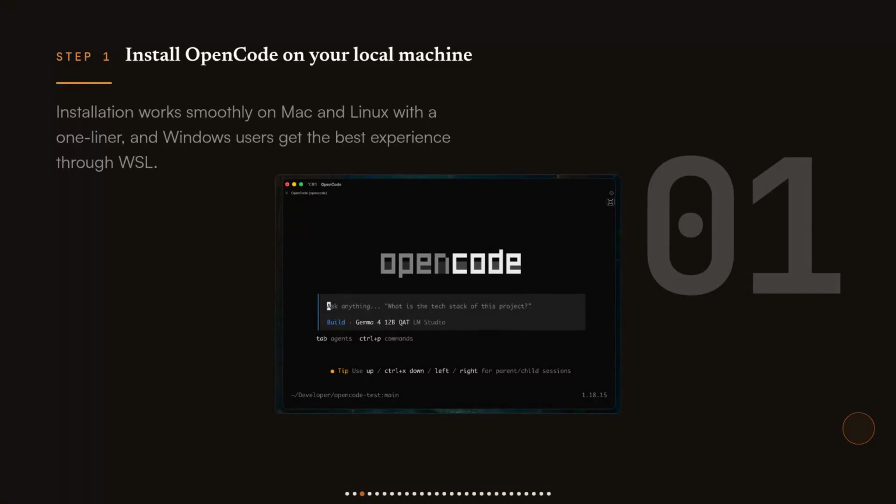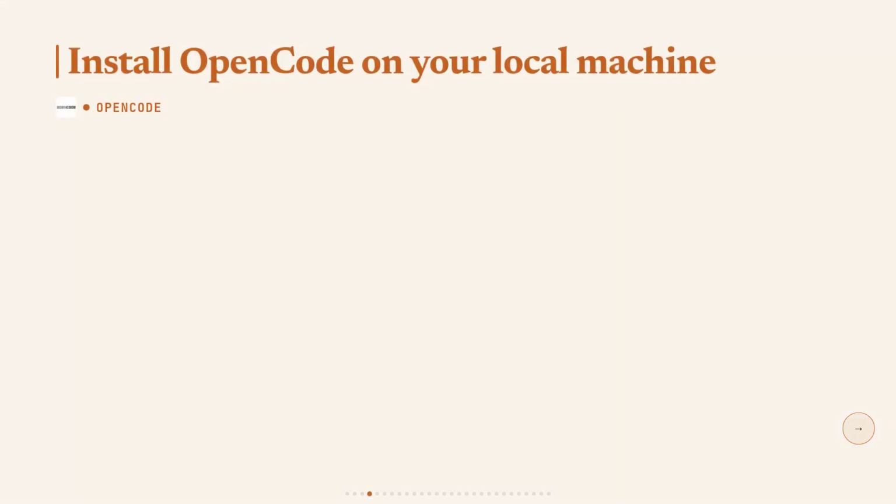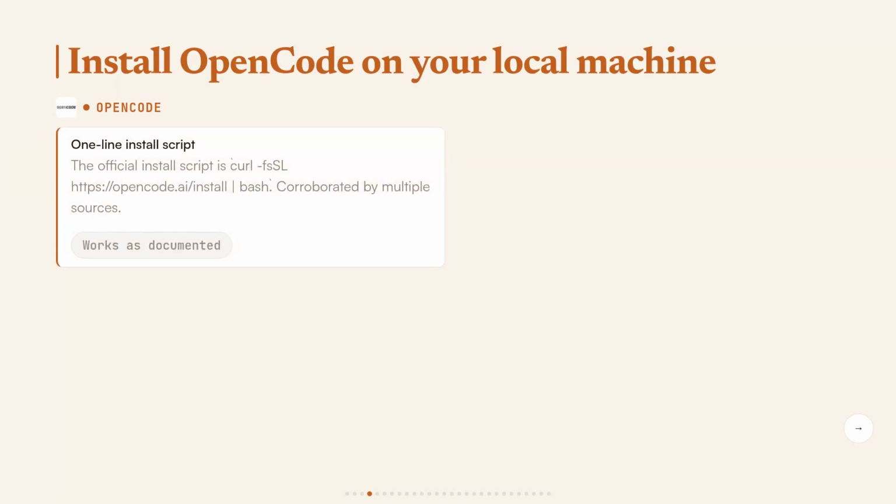According to official docs, the install is a one-liner. curl -fsSL https://opencode.ai/install | bash. If you'd rather use a package manager, npm works too. But here's the gotcha most people hit. The package is called opencode-ai, not opencode. Run npm install opencode, and you'll install the wrong thing.